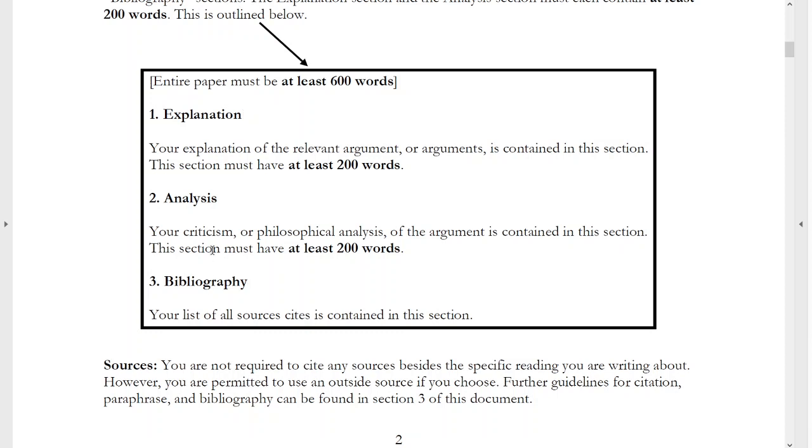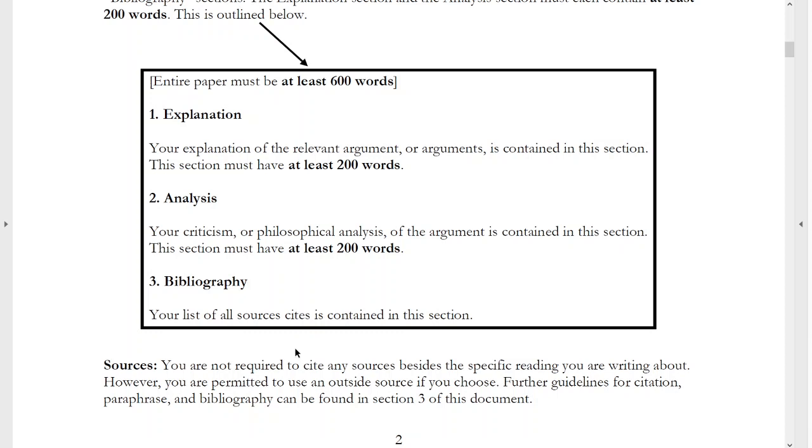Then in your analysis section, as directed by the prompt, you will engage in criticism or philosophical analysis of the argument. So here's where you say, well, I think this argument has a problem. You'll explain what that problem is. In the bibliography section, you'll just list all the sources that are used. And this brings up another point, right?